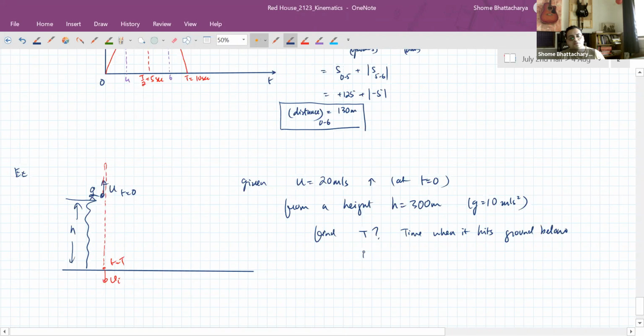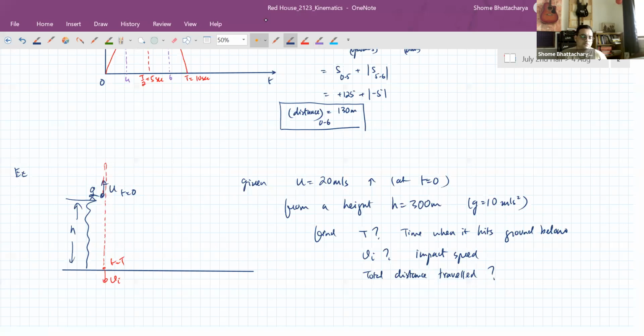We have to find the impact speed for hitting the ground. And we have to also find the total distance traveled from when we projected the object till when it hit the ground below. So just a minor variation of the third case that we discussed, but using the same type of equation. If you're not having too much difficulty solving this, just try this out.